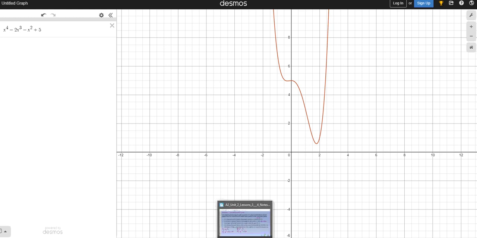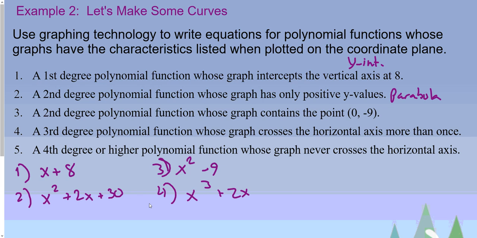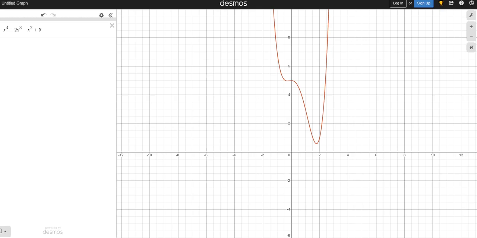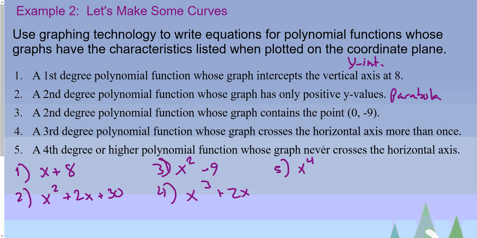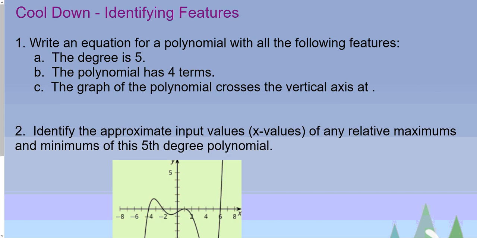Okay, so let's write that in. So it's going to look something like this. Here's my graph. For 5, we had x to the fourth minus 2x to the third minus x squared plus 5. And that one does not cross the x-axis. Okay, perfect. All right.